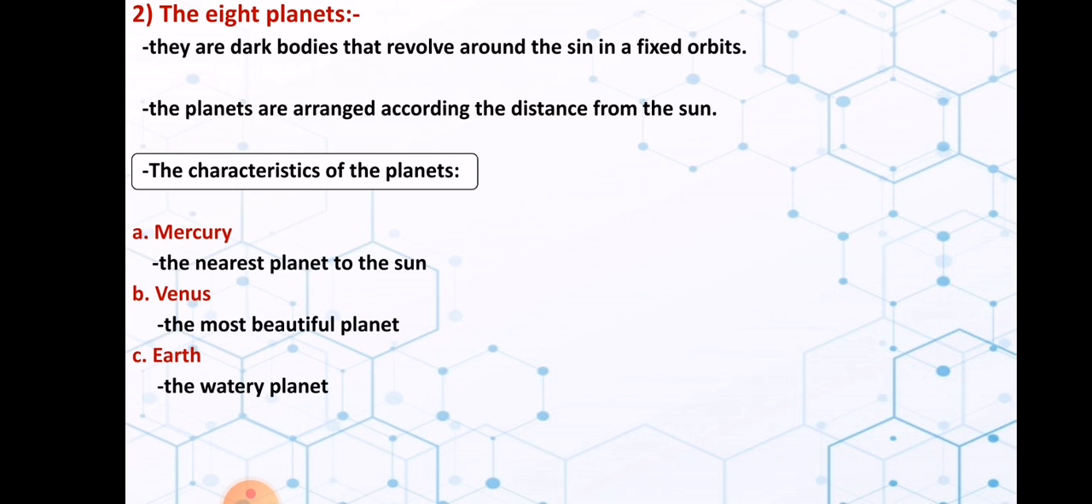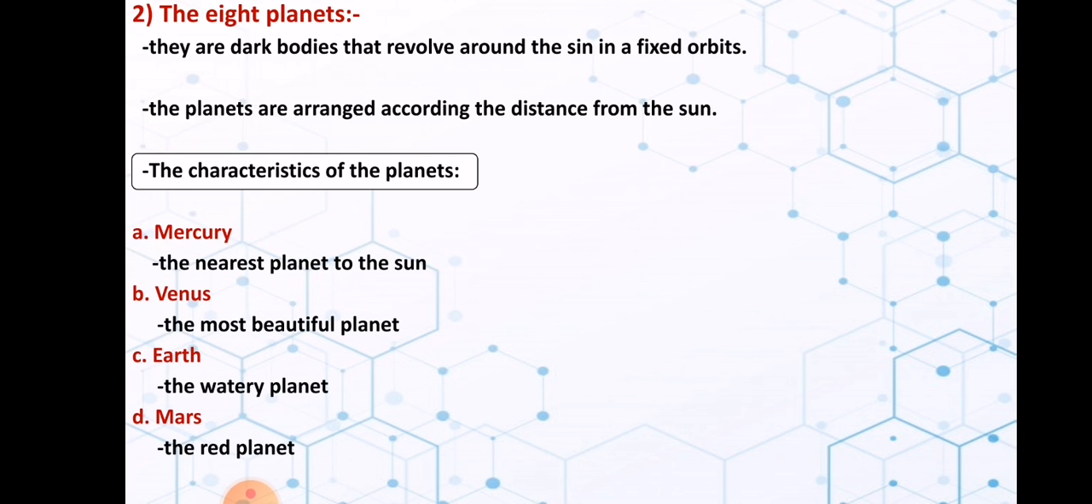Okay, let's move to the fourth planet, which is Mars. Mars is the red planet. Why do we call Mars by this name? Because Mars rocks contain iron metals, so it's called by this name.